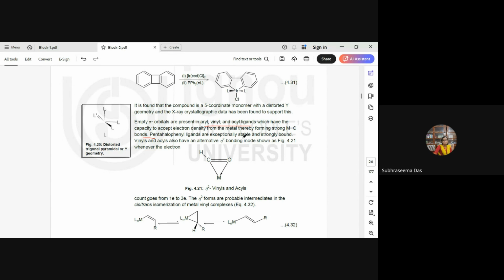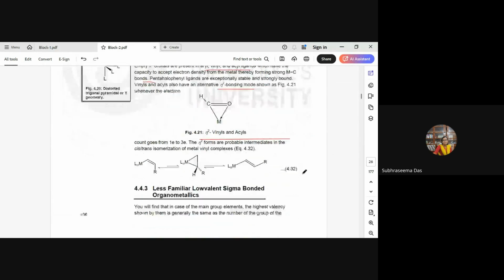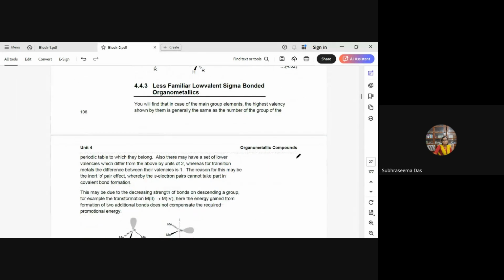Pentahalophenyl ligands are very stable and form strong bonds. The vinyls and acyls also have eta 2 bonding modes, which we have shown in figure 4.21. Then there are the less familiar low valent sigma bonded organometallics. So here there are also certain complexes which have very low valent sigma bonded organometallics.